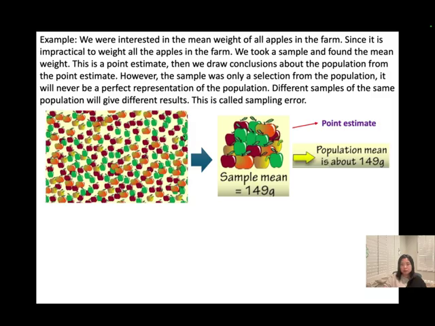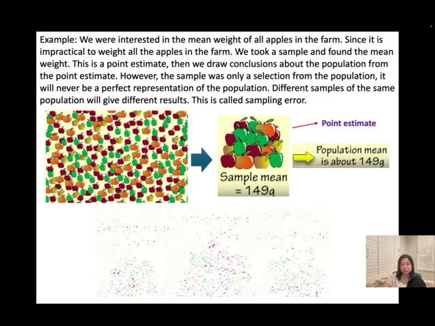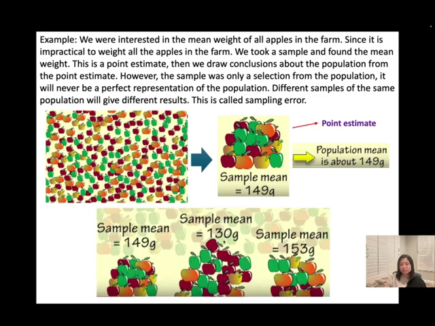But think about it. If I draw this part, that's 149 grams. How about if I draw this other part as the sample? I may get something slightly different. I may get a sample mean of 130 grams, or I may get a mean of 153 grams. So the sample will never be a perfect representation of the population, because different samples of the same population will give different results. We call this sampling error.